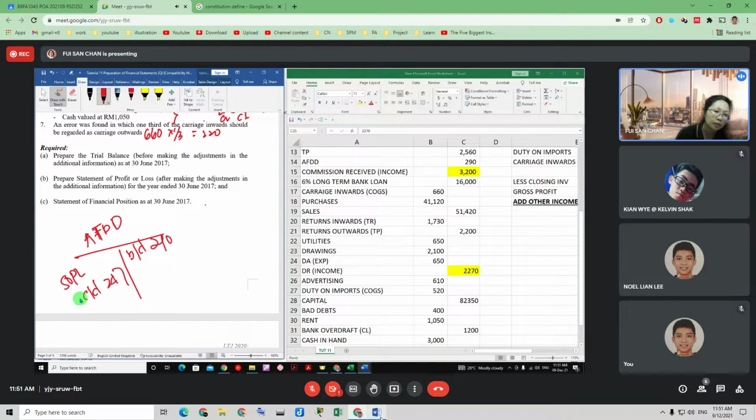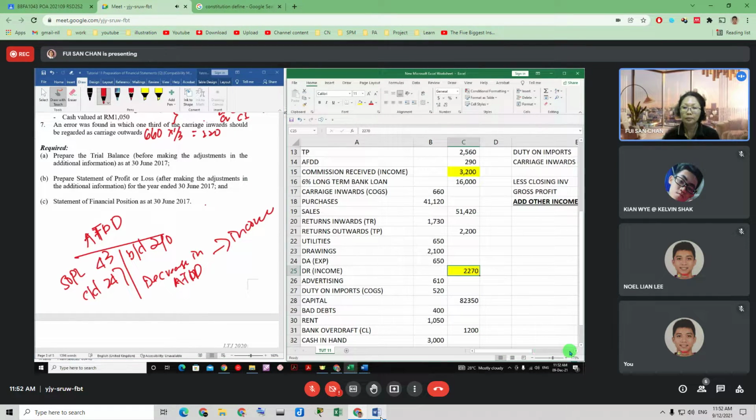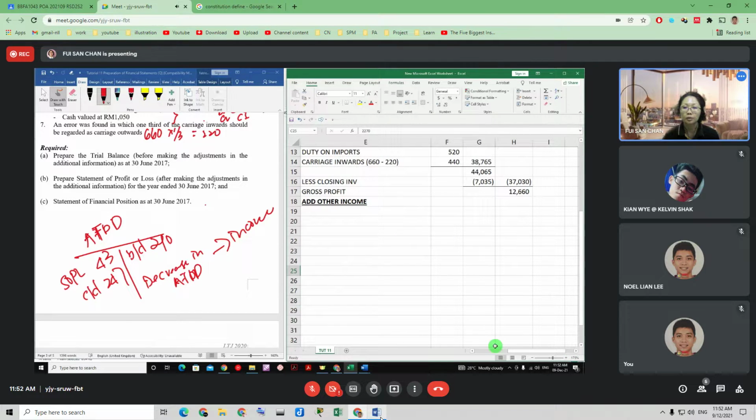So we put SOPL here, right? So how much is the difference? It's a decrease of 43. Okay, now this decrease, income or expenses? Income. Yes, it's a decrease. Okay, decrease in AFDD. So if it's a decrease, it is an income. Okay, so meaning you have three income. We have three income. All right, so put here.